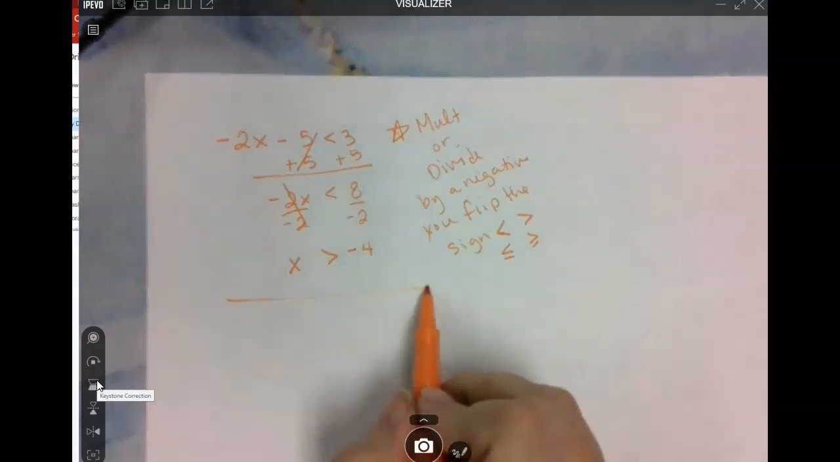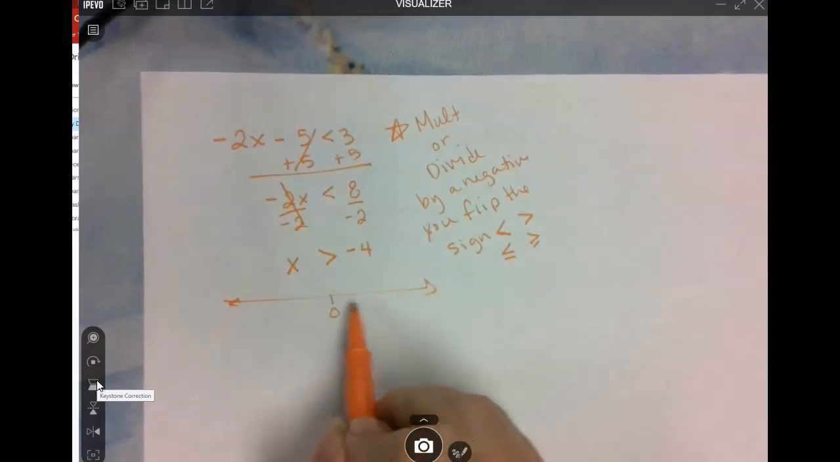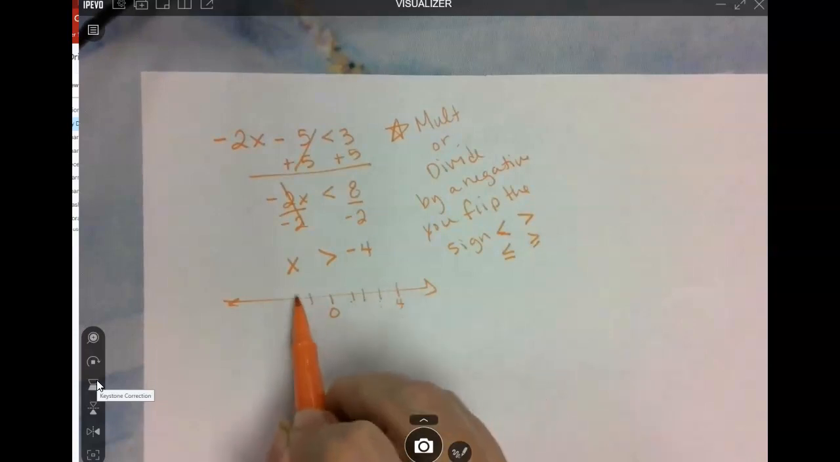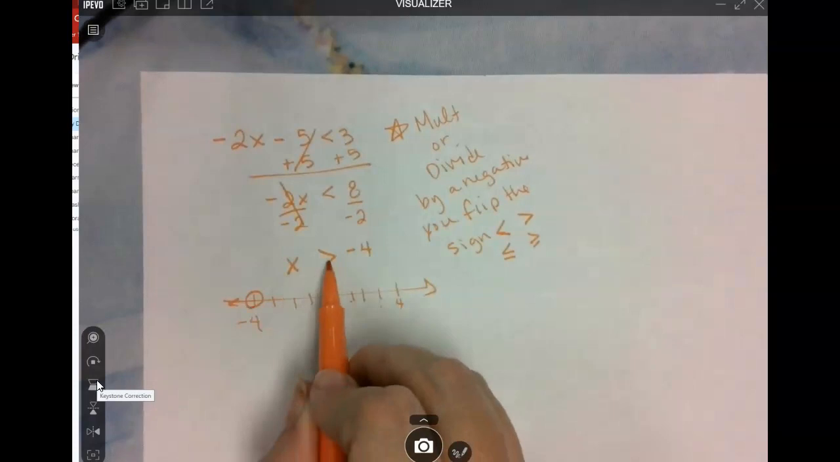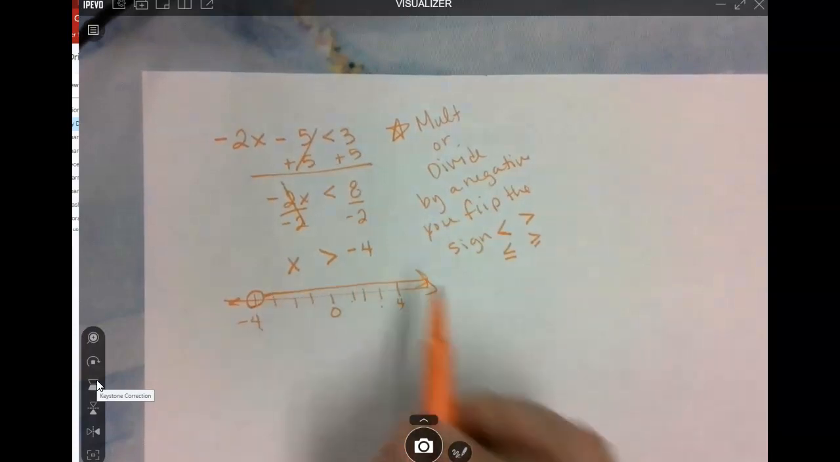To graph this, negative 4 is going to be on this side, open circle, because it's there, and it's going to go this way.